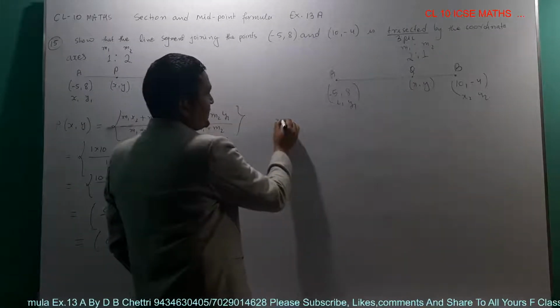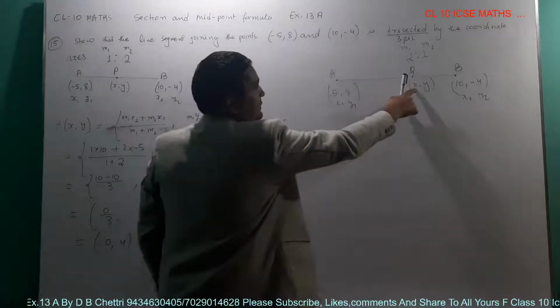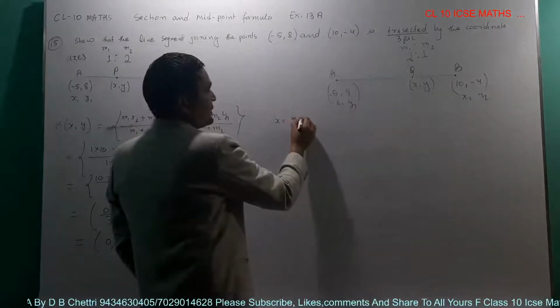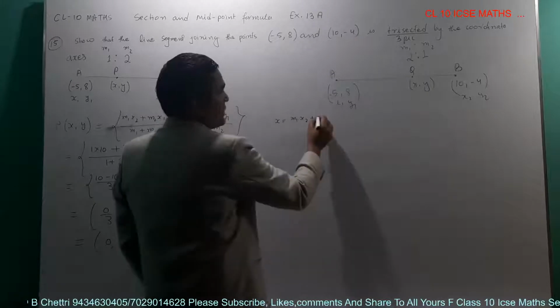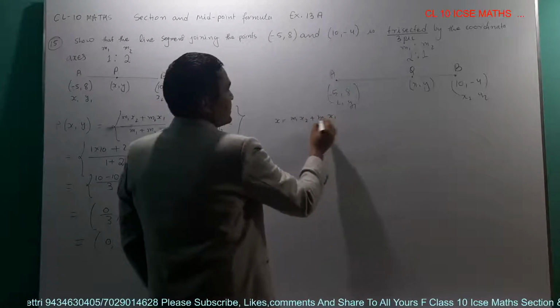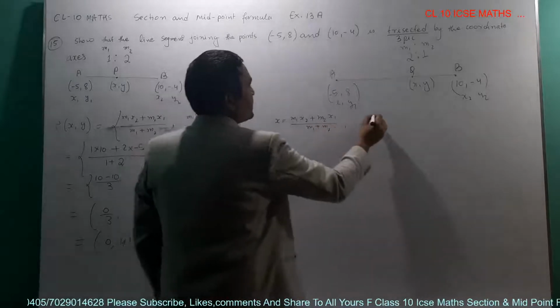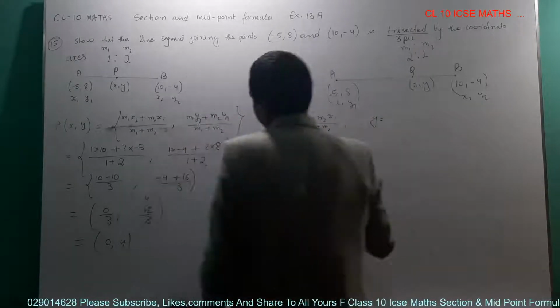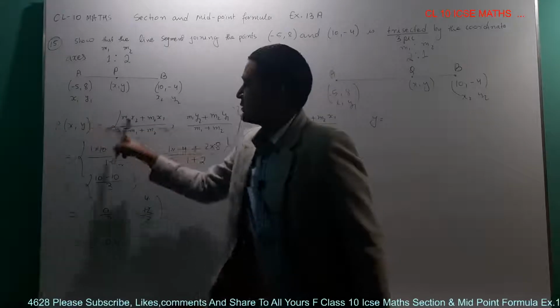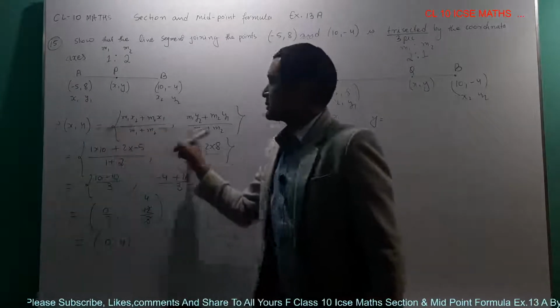What is the formula for x? x equals m1 x2 plus m2 x1 divided by the sum of the ratio, that is m1 plus m2. Similarly, write y equals the same formula. This is the first formula for x, and y equals the second formula.